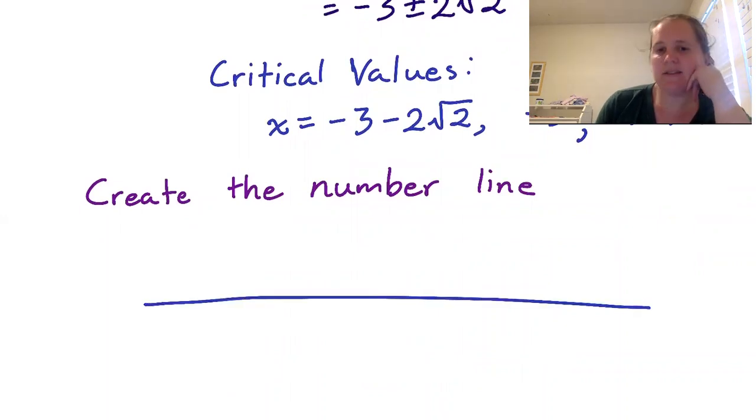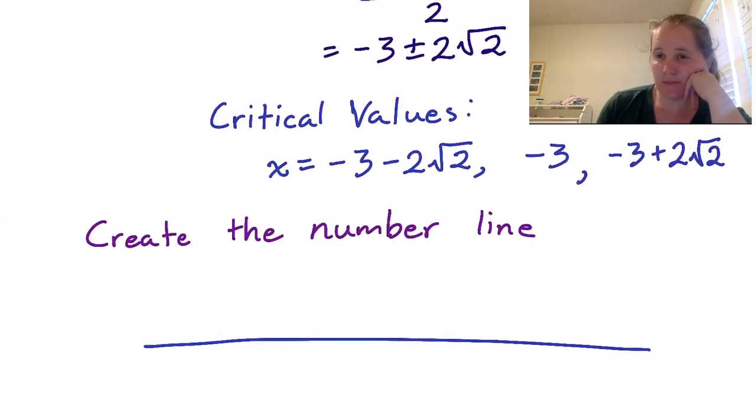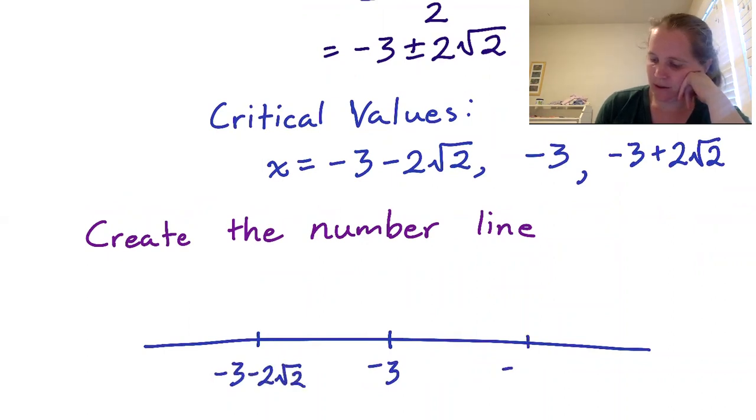So the main thing is just that the numbers need to be in order. So -3 is going to be in the middle. -3 minus 2 root 2 should be to the left. And -3 plus 2 root 2 should be to the right.